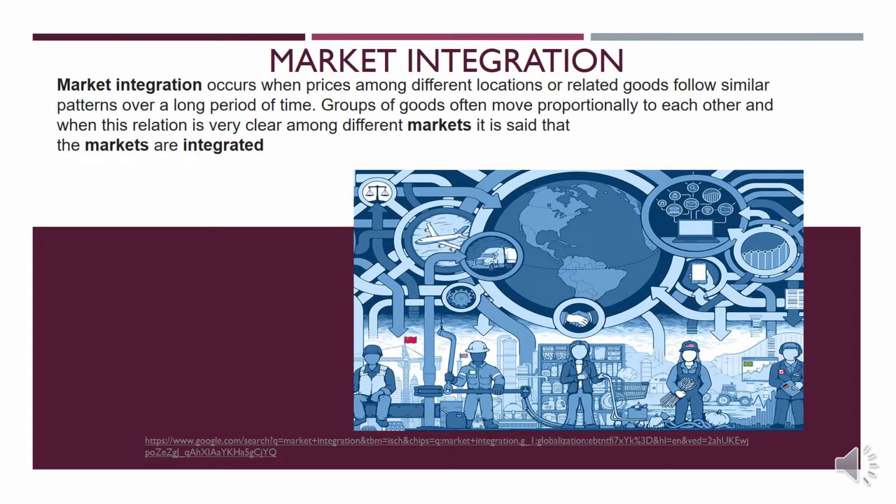All right, so market integration occurs when prices among different locations or related goods follow similar patterns over a long period of time. Groups of goods often move proportionally to each other, and when this relation is very clear among different markets, it is said that the markets are integrated. It could also be concluded that market integration is an indicator that explains how much different markets are related to each other.